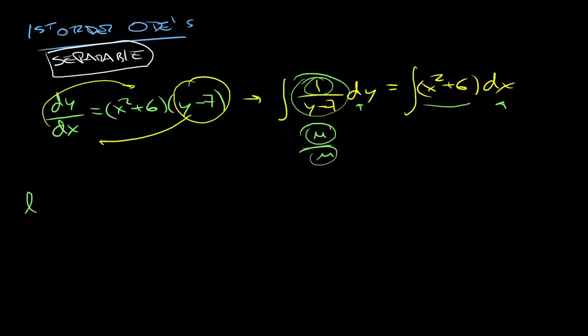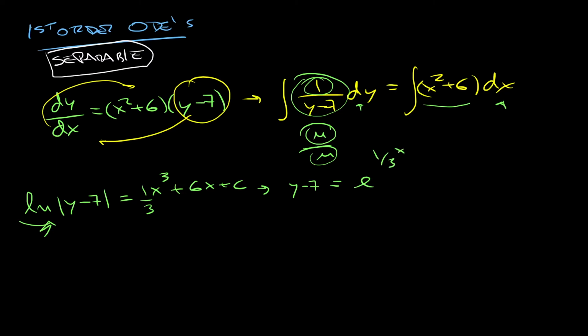So the solution for the first one is ln of y minus 7. So this is the first one. For the second one, we have x squared, so this is x to the third power divided by 3, plus 6x plus c. And now, because we have a log here, we can further simplify the expression. We use e to solve for this one, so we get y minus 7 is equal to e to the 1/3 x to the third power plus 6x plus c.